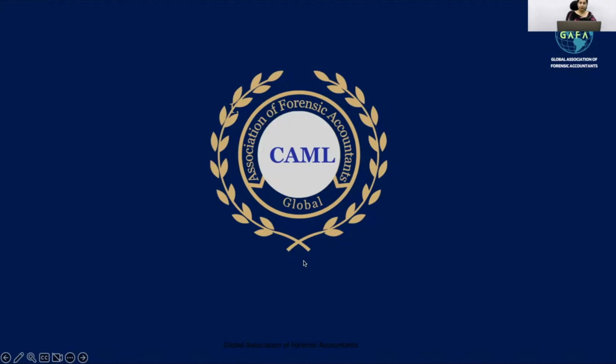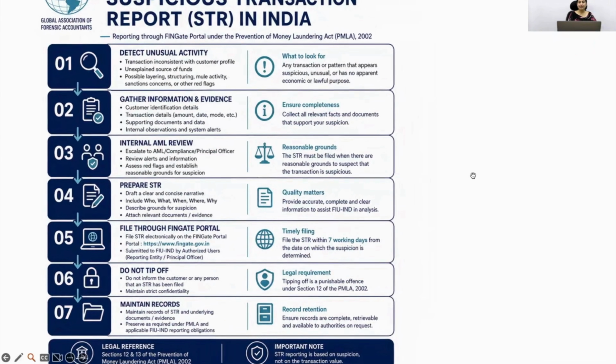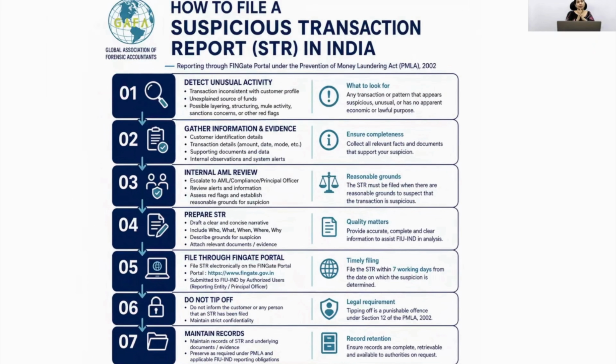The first thing we have to understand is when is the time for a bank to file the SAR. Number 1, detecting unusual activity. Each time a bank sees a pattern in the transactions which is not normal, which is unusual, it is time to file a SAR.